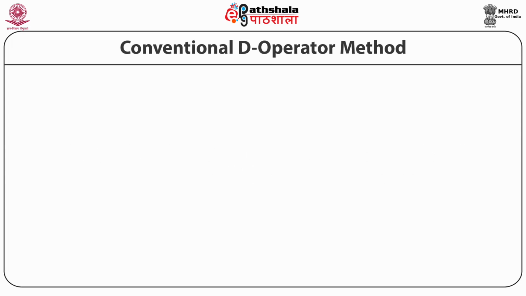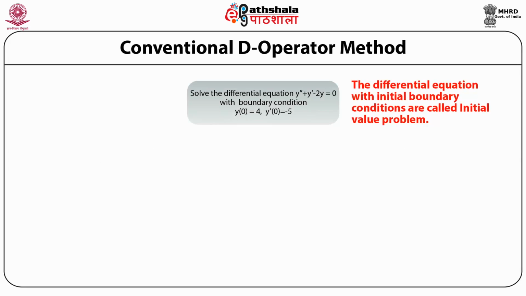Let us compare between a D operator, which is the conventional method to solve a differential equation, and Laplace transform. Conventional D operator method. Let us say you have to solve the equation, which is y double dash plus y dash minus 2y is equal to 0 with a boundary condition y of 0 is equal to 4 and y dash of 0 is equal to minus 5. The moment you specify of 0 of something, then it becomes the initial condition.